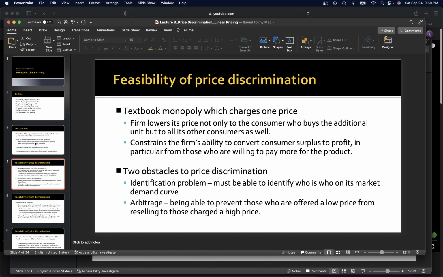Next is arbitrage. So when, for example, a low value consumer buys the product at a lower price, then he might offer or resell that product to a high value consumer. Okay, in which case it will be impossible for the monopolist to continue offering two prices because the consumers would simply just resell. And if the high value consumer realizes that there is a source of the product from the low value consumers, he will simply not buy at a high price from the monopolist. So that undoes the possibility of price discrimination.